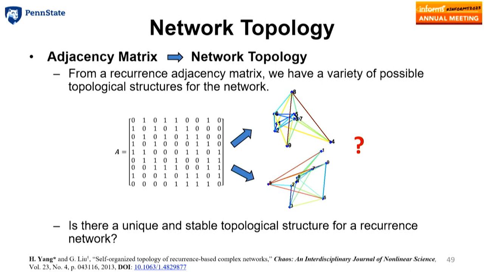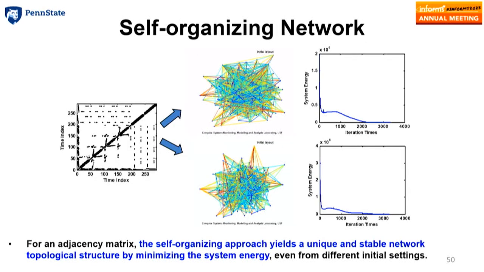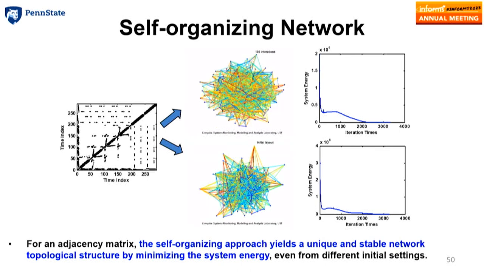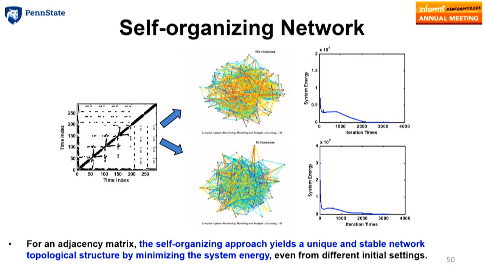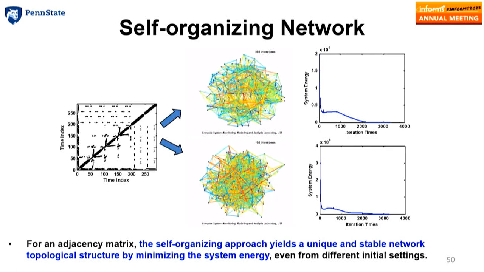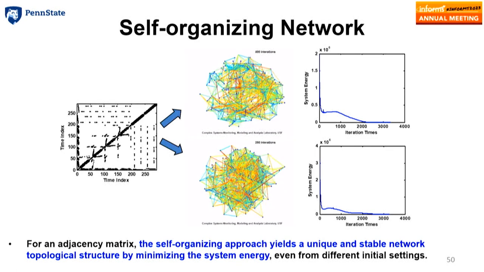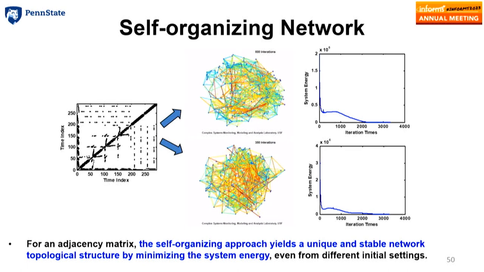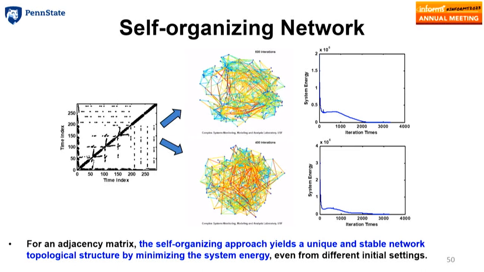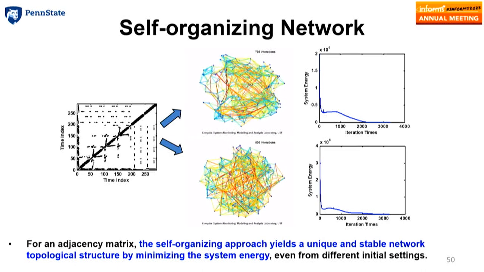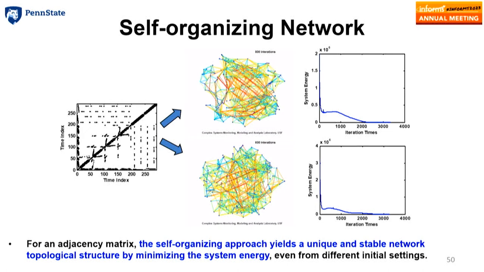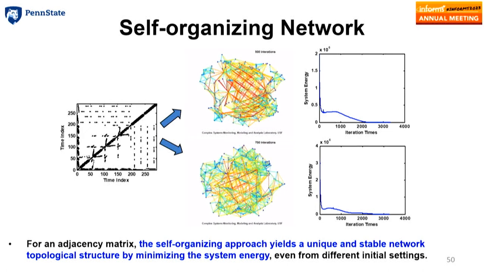This is studied in this paper, and for technical details, you may dive into the paper. But I'm going to show you an example of how to derive the network topology. As you can see, this is an adjacency matrix. And now these two are self-organizing. As you may notice, they start from different initial conditions, but the connections all follow this 0 and 1 pattern.